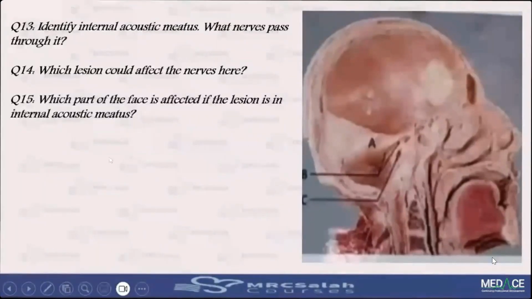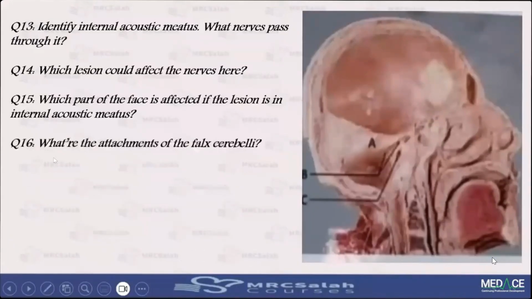Which part of the face is affected if the lesion occurs in the internal acoustic meatus? So it would be the ipsilateral side of the face, all the ipsilateral side, because that would be a lower motor neuron. Ipsilateral lower motor neuron, yes.